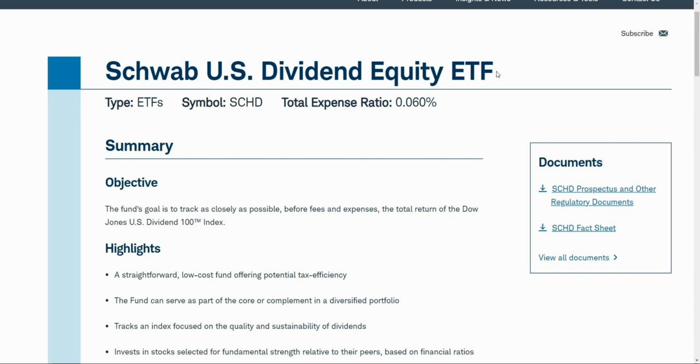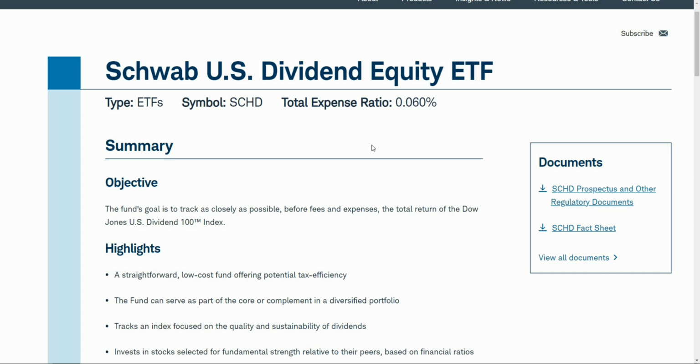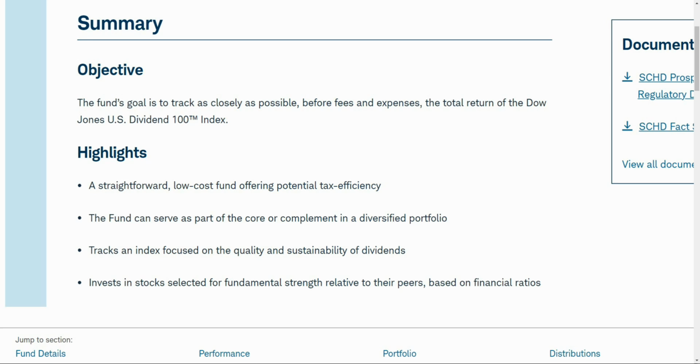And SCHD is short for the Schwab US Dividend Equity ETF. The fund has a very low expense ratio for what it offers at 0.06%, which is right in line with some of the less costly ETFs there are. Now let's take a look at the fund methodology of this ETF, because this is what makes the ETF so popular in part, and what makes the ETF a very good dividend ETF as dividend ETFs go.